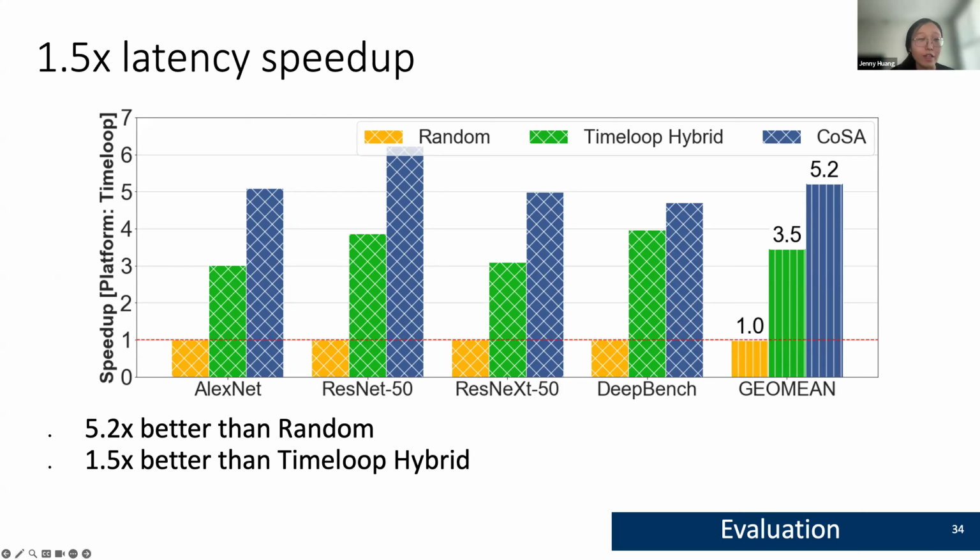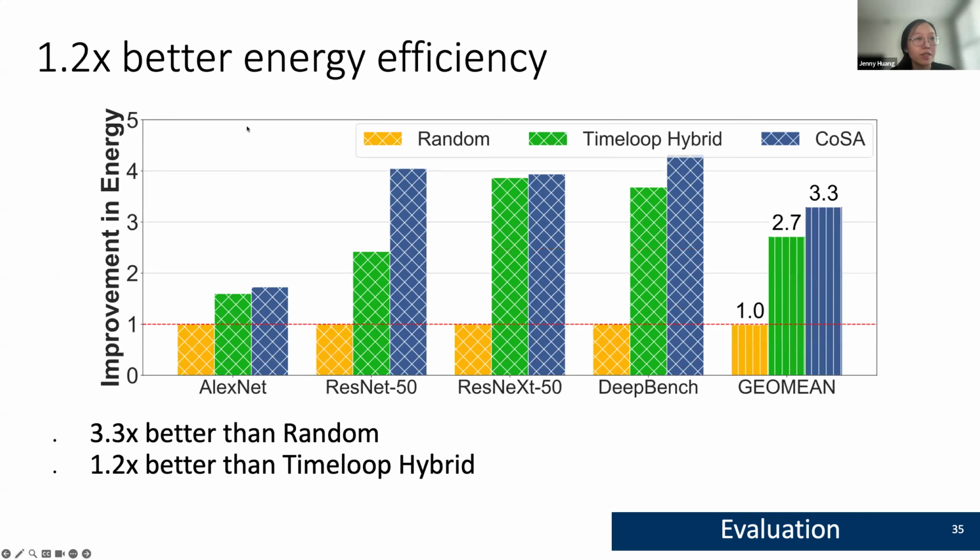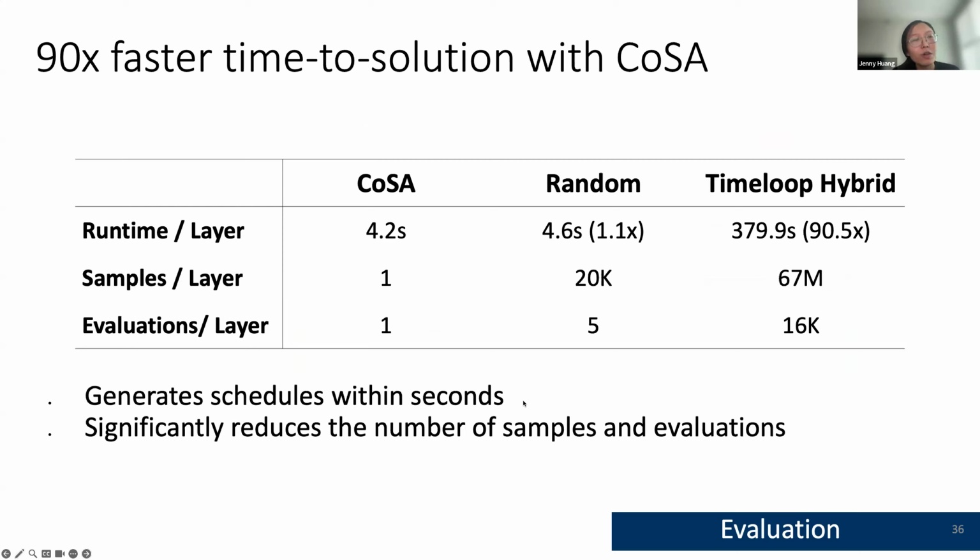better mappings that lead to 1.5 times latency speedup compared to other methods. And we can see that we can also find mappings with higher energy efficiency compared to the existing methods. And what's more is that the time to solution with COSA is much faster compared to search-based algorithms such as random search or hybrid search.